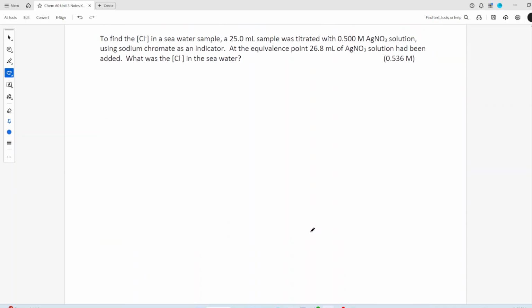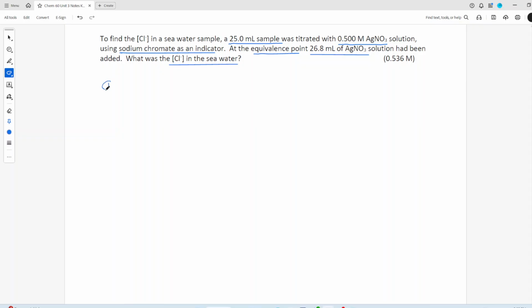So here's an example. To find the chloride concentration in a seawater sample, a 25 milliliter sample was titrated with 0.5 molar silver nitrate using sodium chromate as an indicator. At the equivalence point, we used 26.8 milliliters of silver nitrate. What was the concentration of chloride in the seawater?